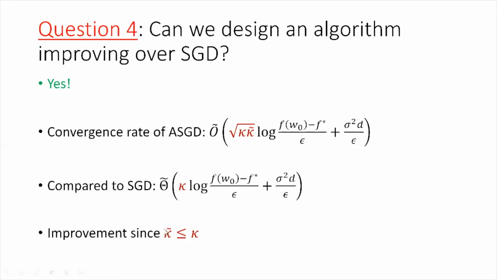Because we have already shown that kappa twiddle is always less than or equal to kappa, this number is always an improvement over the condition number. And in cases where kappa twiddle is much smaller than kappa, this can be much smaller compared to kappa. So is the sound clear? Any question about the result?